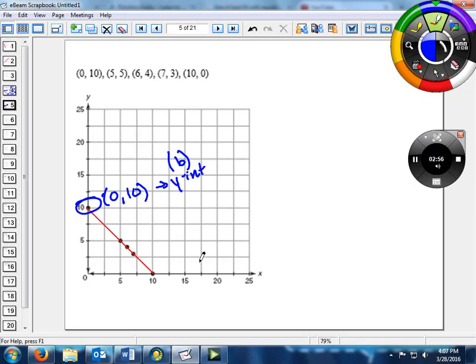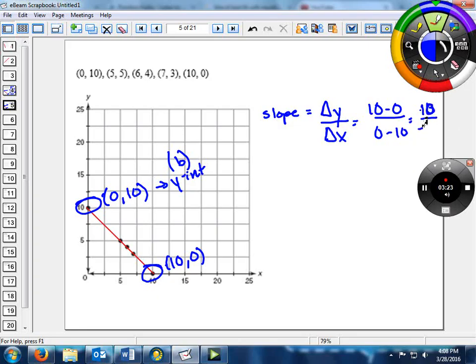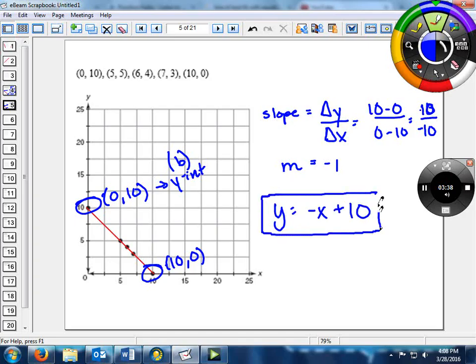You need to find another coordinate that is exactly on the line. In this case, we could use any of these. Let's go ahead and use this one down here at the bottom with 10, 0. Now we need to find our slope. Delta y over delta x. This would be 10 minus 0 over 0 minus 10. And this becomes 10 over negative 10, which is equal to negative 1. And this is my slope. So I've got my slope, I have my y-intercept. Let's write the equation. y equals negative x plus 10. And that is the equation for that line.